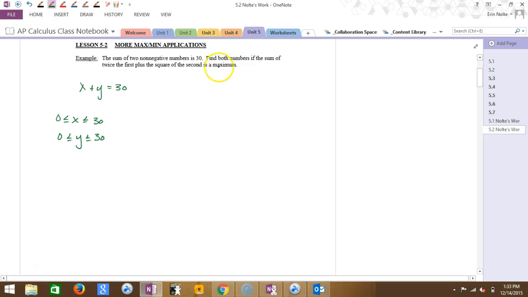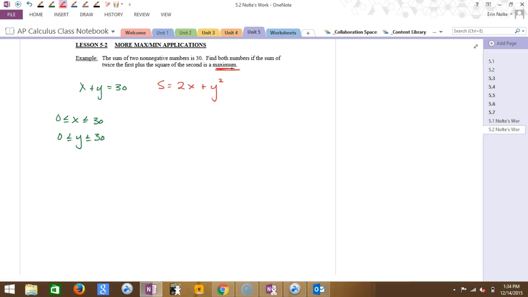Okay, from the second statement, find both numbers if the sum, so I'm going to use s to represent sum, of twice the first, so 2 times the x, plus the square of the second. So the second is going to be y, so y squared. Okay, and it's important that this is read as a maximum. We'll get to the maximum piece at the very end.